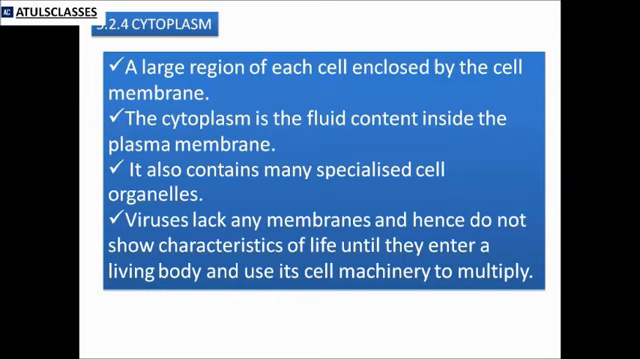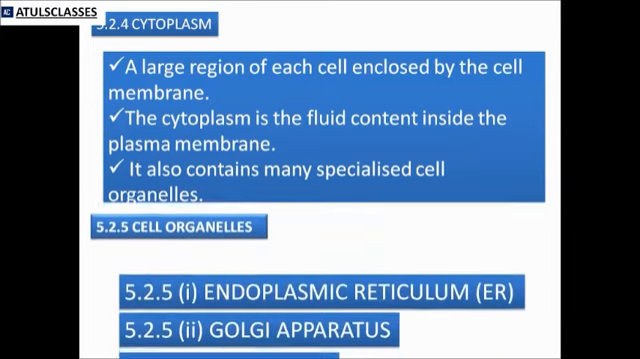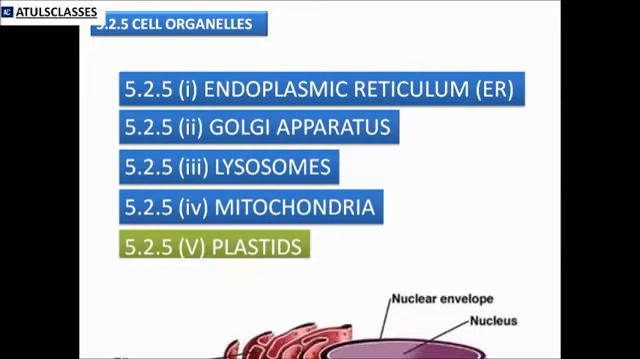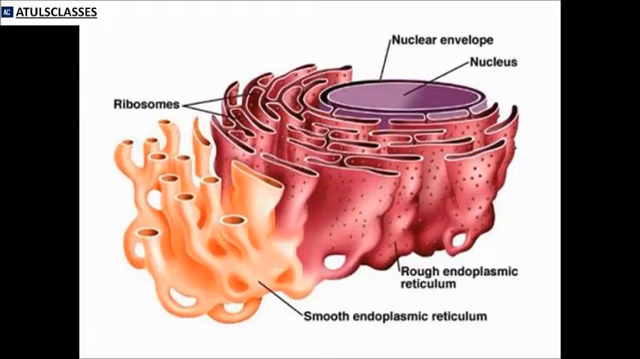There are small organs which are also called organelles. These cell organelles help in the working of the cell. The first is the endoplasmic reticulum. The endoplasmic reticulum has structures which can be seen in the form of tubules and cisternae.